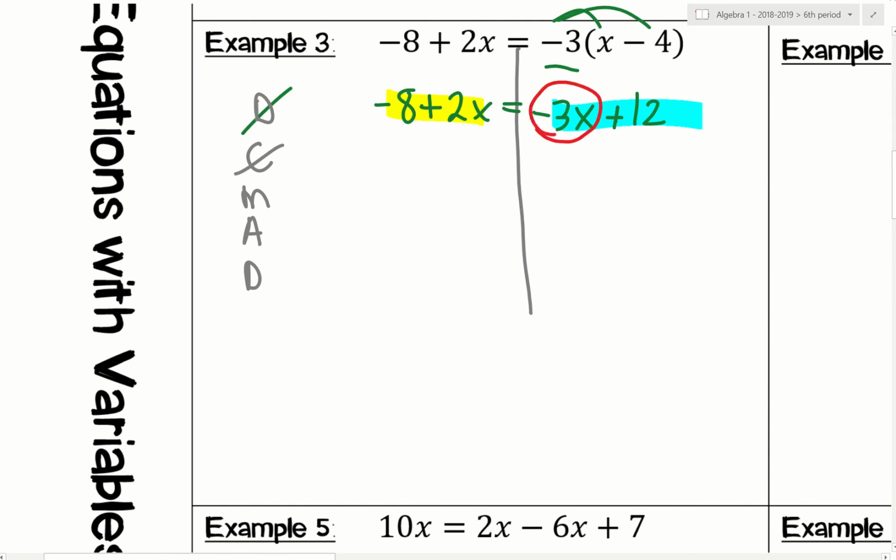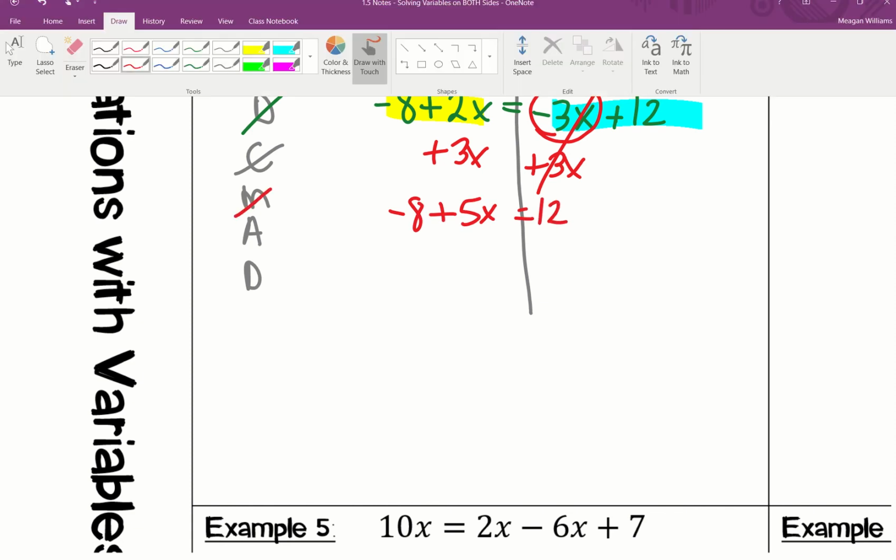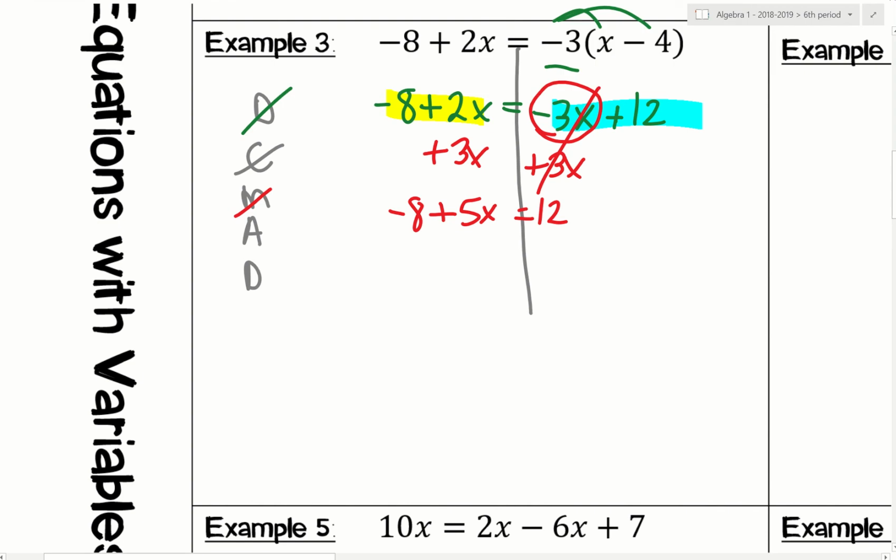Yes, I'm going to move this variable. I'm going to add 3x to both sides. That's going to cancel here. And that's going to leave me with negative 8 plus 5x on the left equals to what on the right? Say with confidence. 12. Good job.